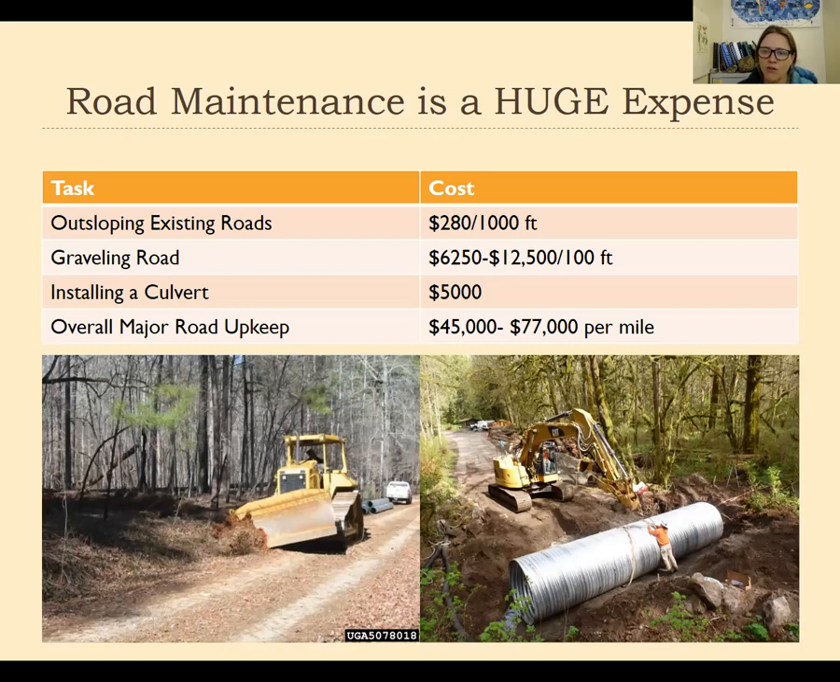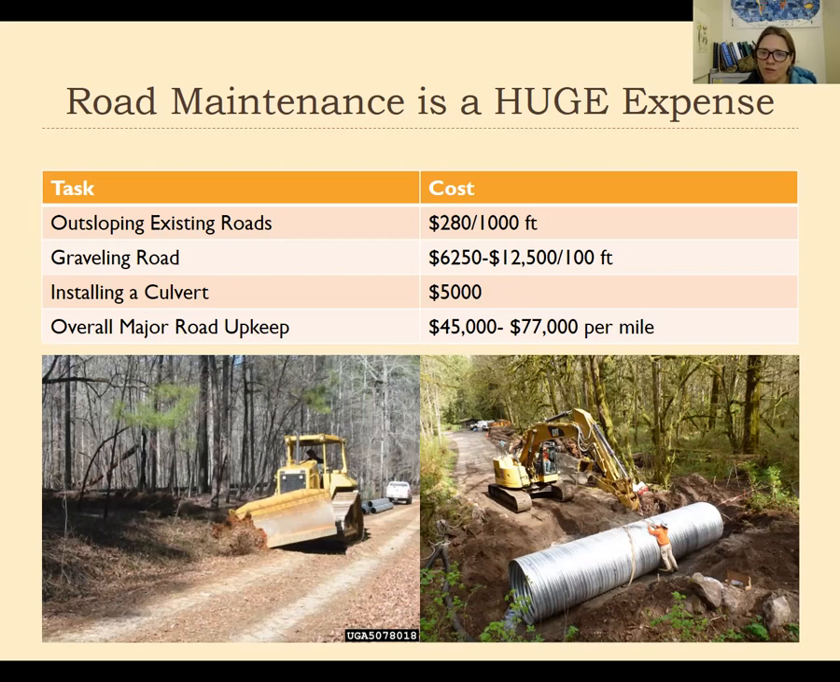Graveling a road, so that's almost like adding a riprap to the surface of the road to reduce contact between the actual soil particles and the raindrops, and then slowing down the water before it actually hits the real soil surface, is going to be much more than that, somewhere between $6,000 and $12,000 per 100 feet. So again, that can really add up quickly.